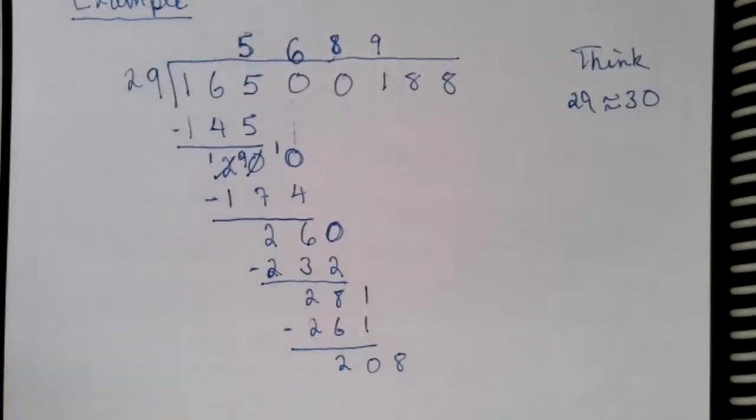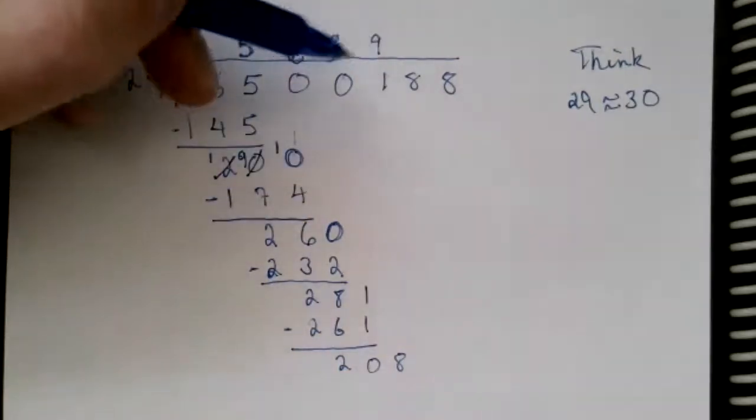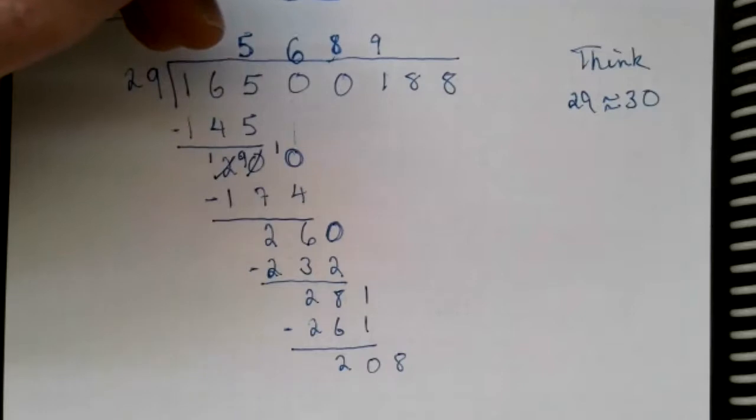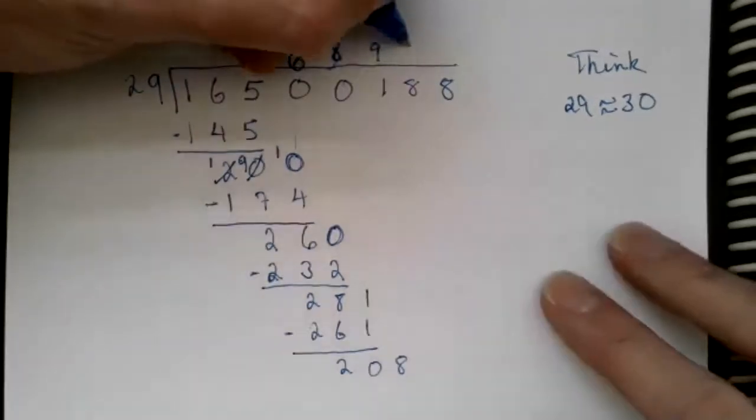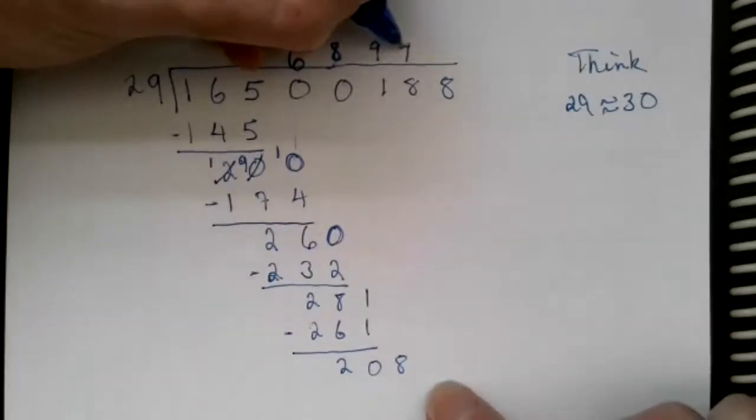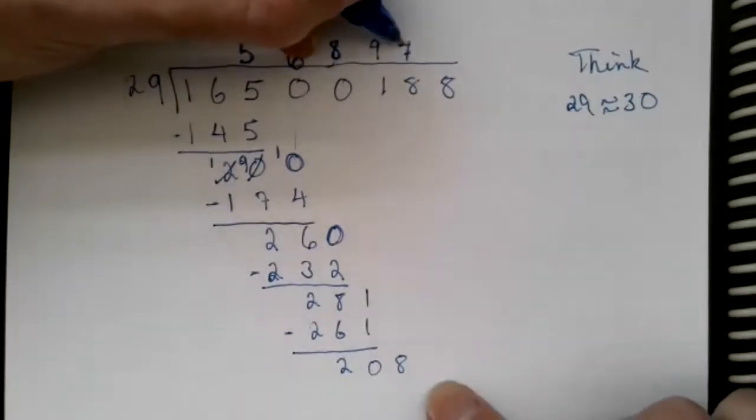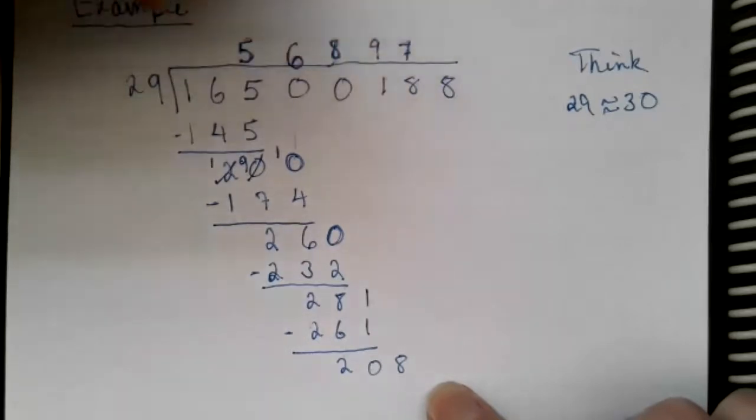Okay, so let's see here. What should I put next? What's the next number that goes up top here? 7. Right, we should use a 7. We're looking at 208. We're thinking about 30. 30 times 7 is 210.